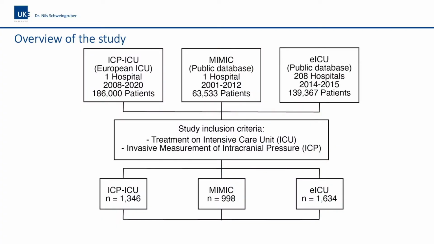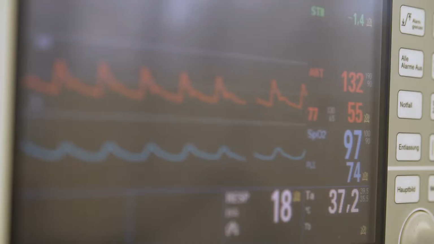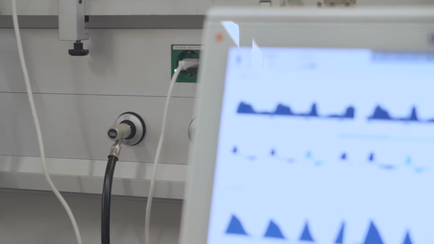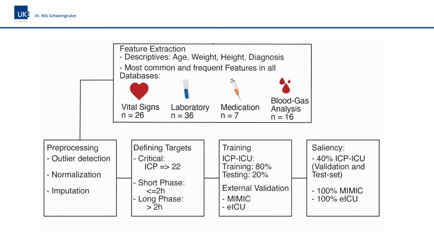underwent intracranial pressure monitoring. The same patients were also included from external and publicly available ICU datasets like MIMIC and eICU. The most frequent ICU information like vital signs with all information about ventilation included, laboratory values, medications and blood gas values were aligned to the external databases. A minimal pre-processing was done to introduce the least bias into the ICU real-world data.